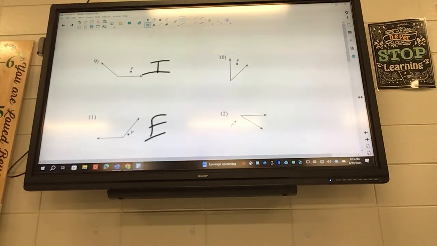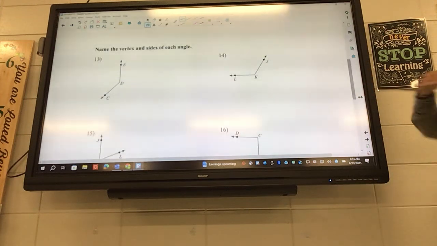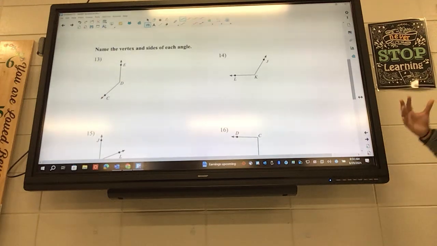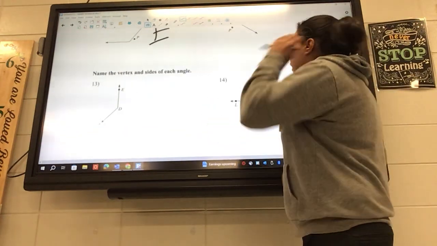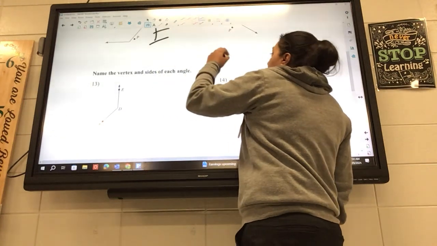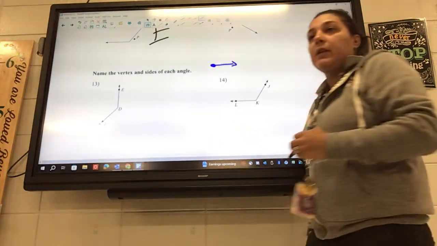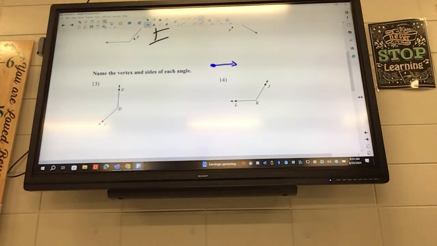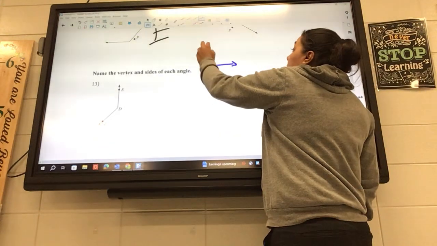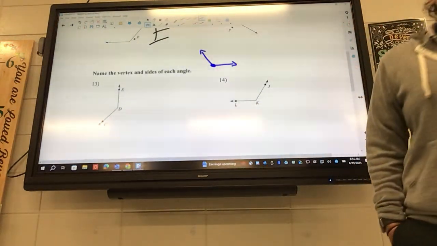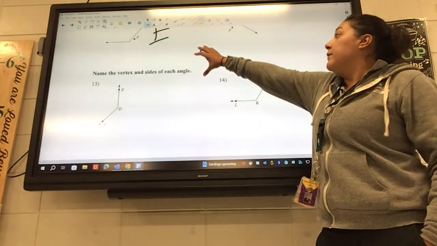So far, so good? Okay, the next section on there, name the vertex and each side of the angle. An angle is broken up into 2 pieces. If you take a ray, which looks like a segment, and then on one end there's an arrow, that's called a ray. You take one ray and you connect it with another ray, it makes an angle. So this would be one side and this would be another side.